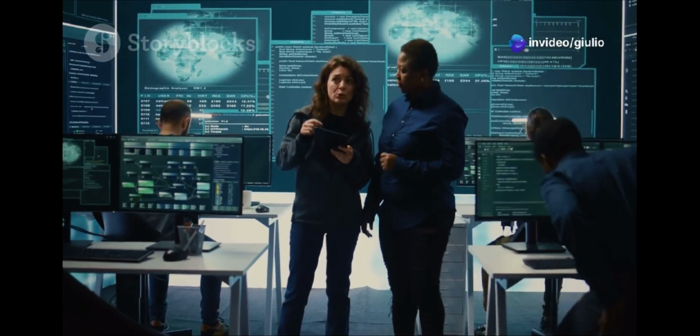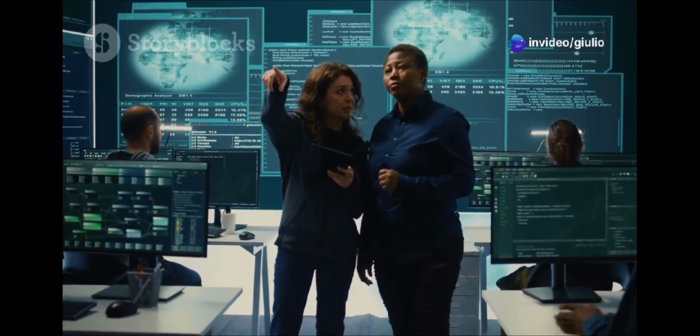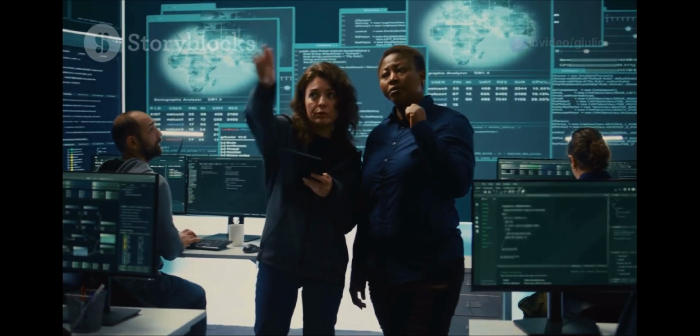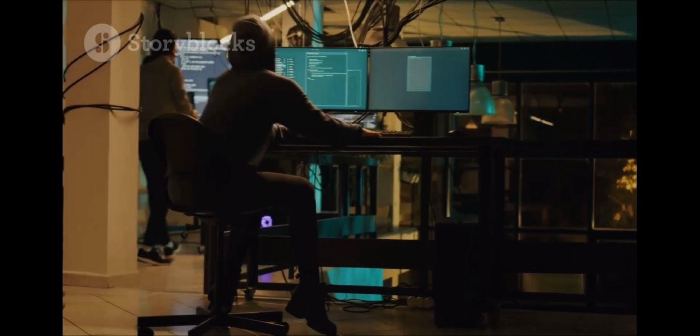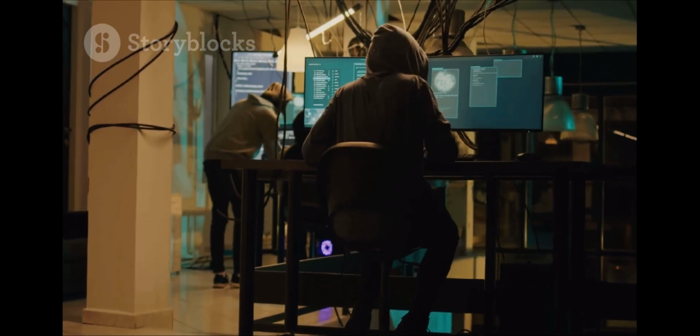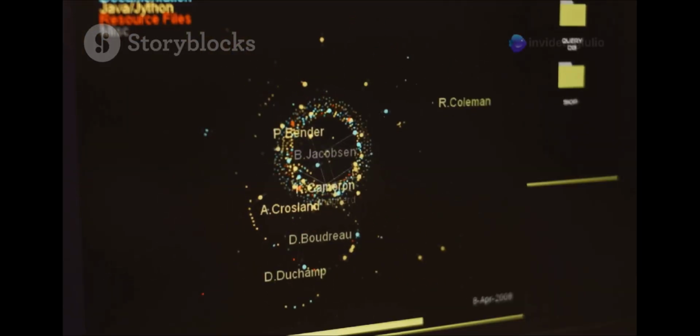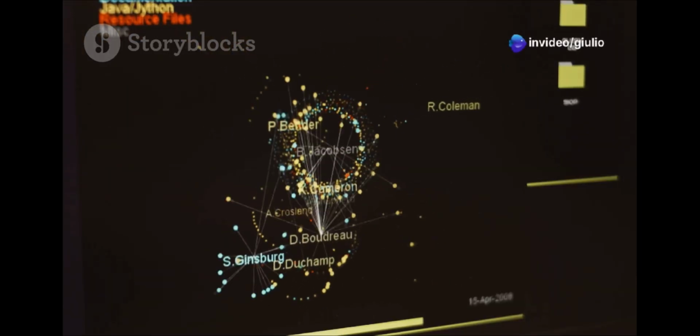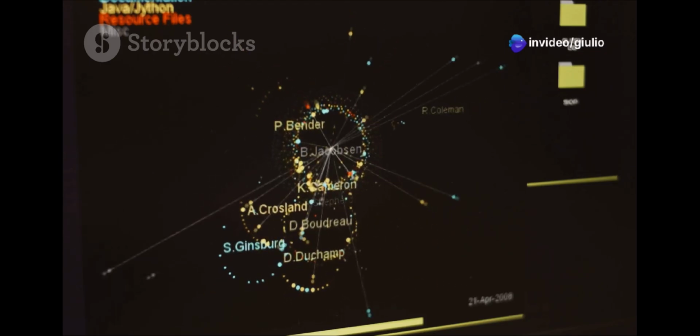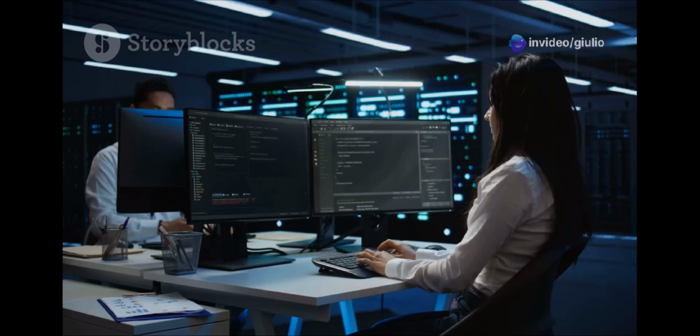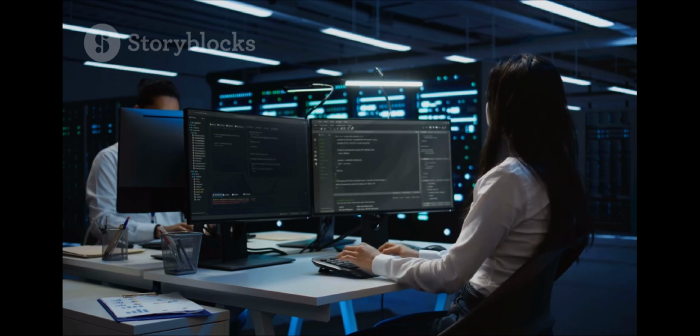Section 7. Cybersecurity for businesses. Protecting your digital assets. Businesses, regardless of size or industry, are prime targets for cybercriminals. The interconnected nature of modern business operations, reliance on sensitive data, and potential financial gains make them attractive targets for attacks. Implementing robust cybersecurity measures is no longer optional.